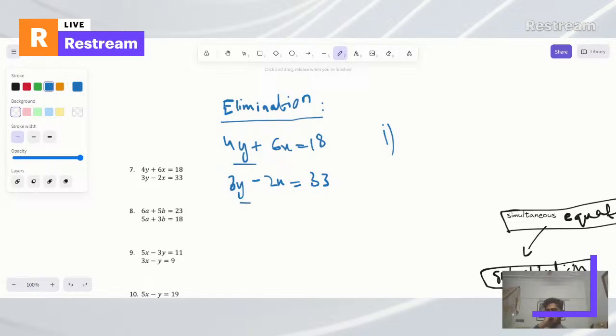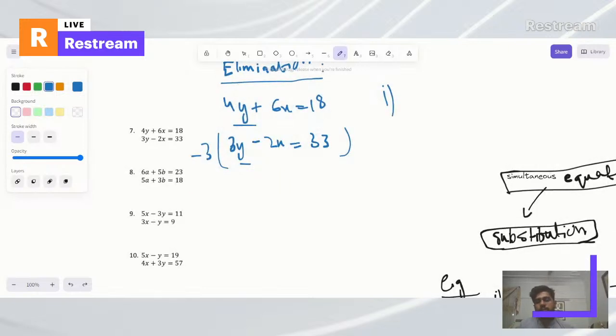So I find that if I multiply this whole equation with 3, I'm going to get 6x over here. So this is essentially what I want. But I have to multiply it with -3. Why -3? Because I have to make them equal in terms of signs as well, right? So let's do that.